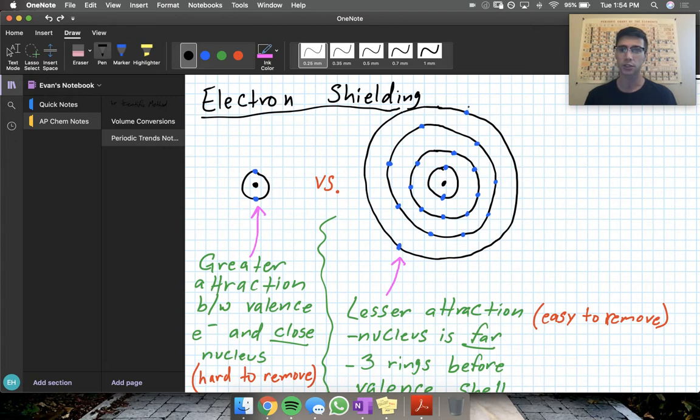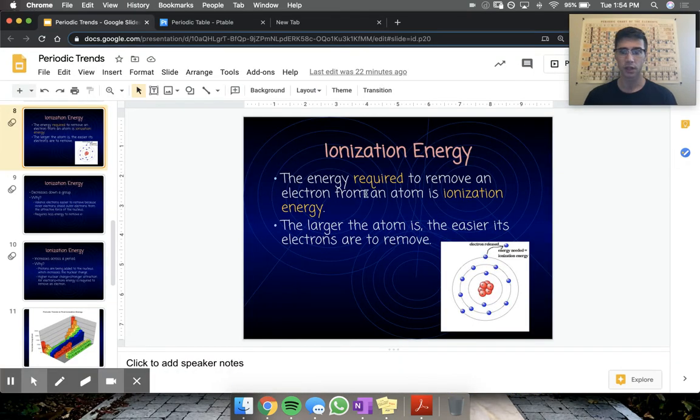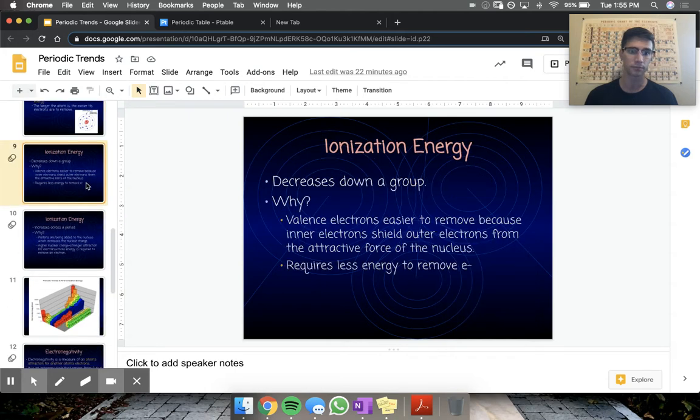These two valence electrons are going to be a lot easier to pull off of that atom because the attraction between the nucleus and the electrons in the valence shell, since they could be really far away, could be really weak compared to electrons that are really close to the nucleus. So the larger the atom is, meaning the more shells of electrons we have, the easier it is to remove electrons from the valence shell. That's based on the electron shielding we just talked about.